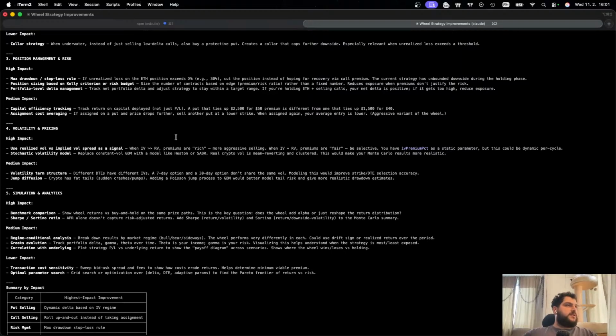And medium impact is volatility term structure. Different days to expiry have different implied volatilities. A 7-day option and a 30-day option don't share the same volatility. Modeling this would improve strike and days to expiry selection accuracy. Jump diffusion. Crypto has fat tails, sudden crashes, pumps. Adding a Poisson jump process to GBM would be a better model. What's GBM?